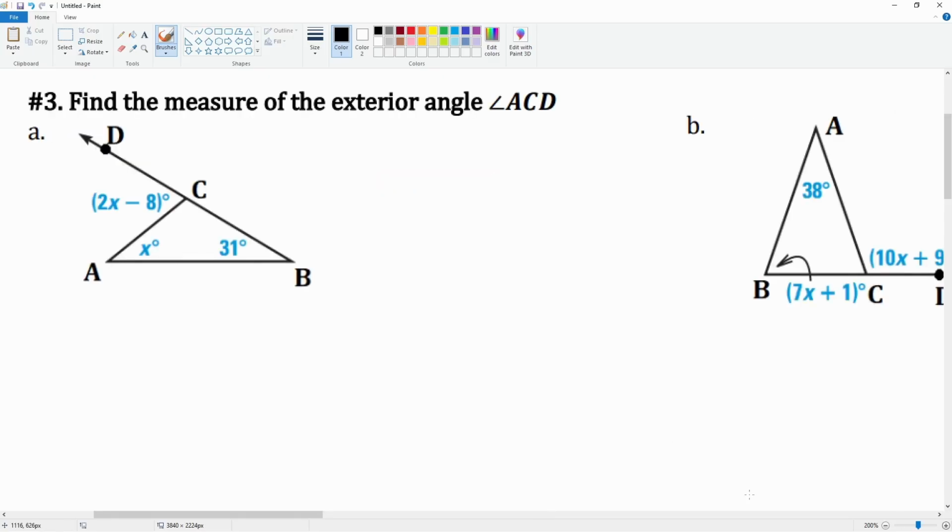Here we have question 3. We're going to find the measure of this exterior angle of ACD. The exterior angle of ACD is right here. Labeling it right here. This is the exterior angle.